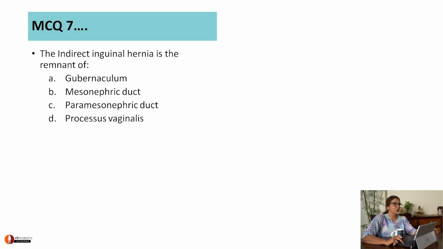Okay, so MCQ 7, indirect inguinal hernia is a remnant of. Indirect inguinal hernia is a remnant of. How to remember? Who knows? We never did embryology, madam. Okay, I'll teach you.